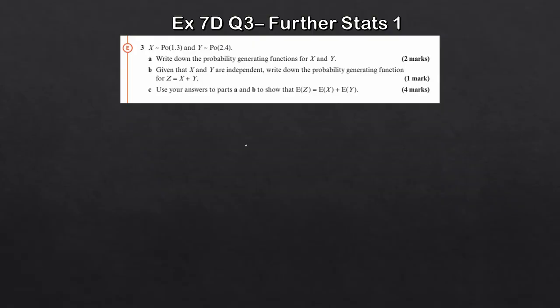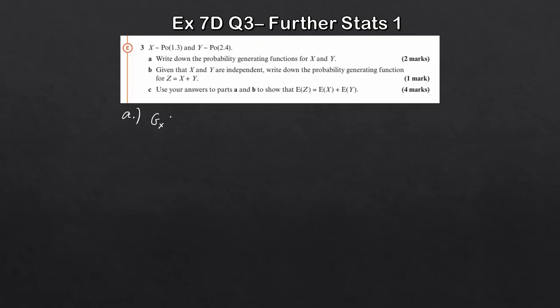Question 3, this is from exercise 7D. So this is looking at combining two probability generating functions here. Part A, we just have to write down the probability generating functions for x and y. They're both Poisson distributions, so we've worked with quite a lot of Poisson distributions in this video. And simply, just like we've been doing before, we write down the probability generating function.